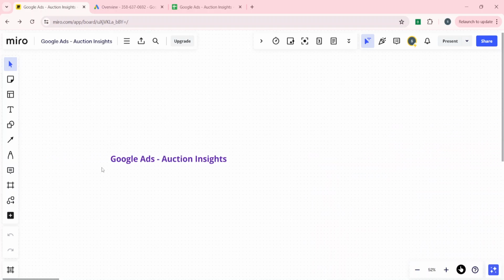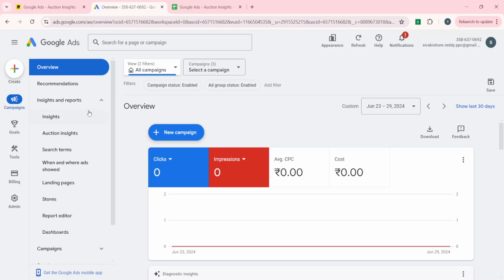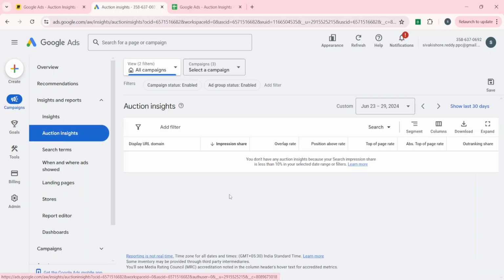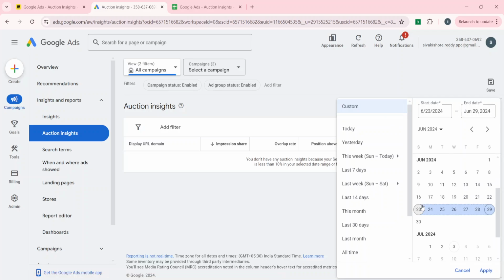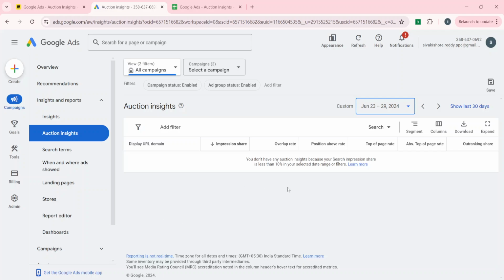Let's see how we can navigate to the auction insights. In the interface, go to insights and reports. Here you have auction insights. This is the place where you can view the auction insights. You need to select the date range, the time period in which you want to view the data related to the auction. After selecting the date range, you will be able to see the data.